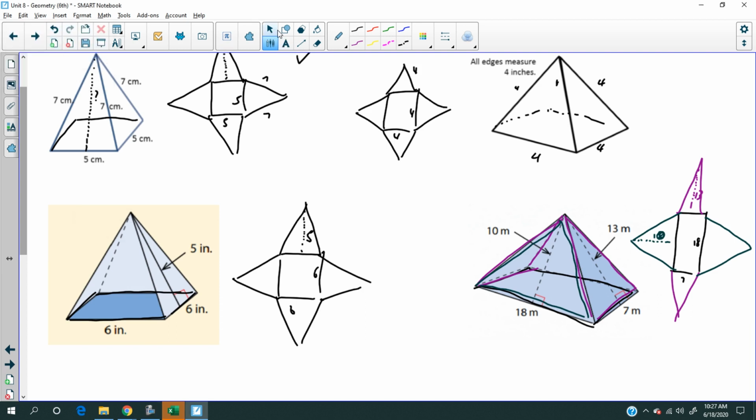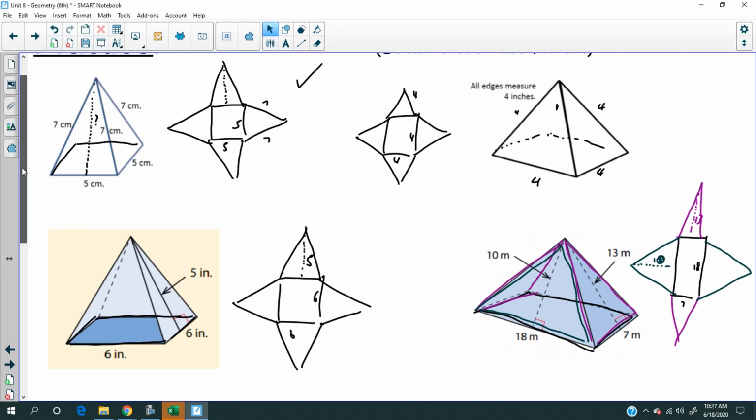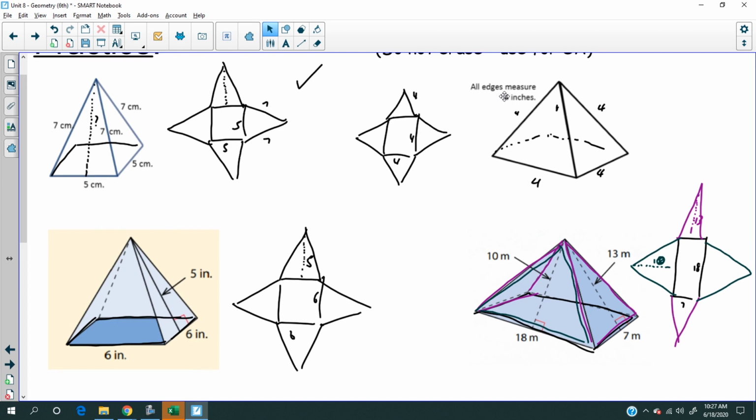Okay, all right, and we're back. So what was I gonna say? Yeah. So this one, all the edges are measured 4 inches. So that's actually a square at the base. But I tried a couple of times to draw this into a square. It was very difficult. So I ended up just making it look like that.